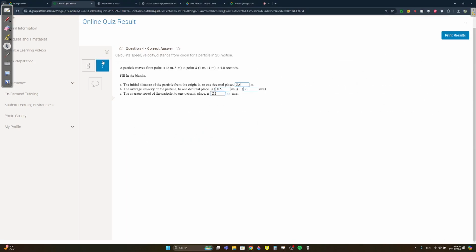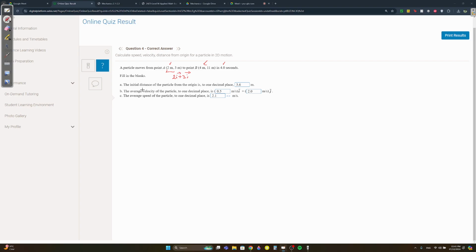Question 4, I think, is a vector question. Yeah, okay, this is very easy. Okay, the initial distance. You have a particle that moves from point A to point B in 4 seconds. The initial distance of the particle from the origin is how much? You started at 3 meters, so it was 2i plus 3j.